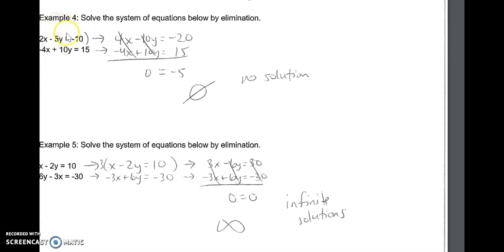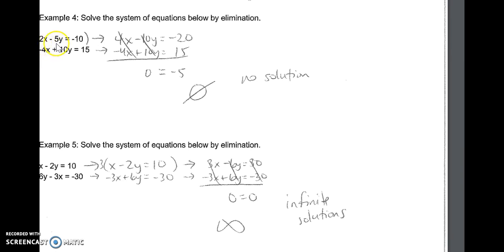X's are lined up, y's are lined up, constants are lined up. So we know that we can go ahead and do our work. Again, you can work with x's or y's. We're going to choose to work with x's. So we have a 2 and a -4. That means we can make them both a 4 and a -4. So multiply the first one by 2.